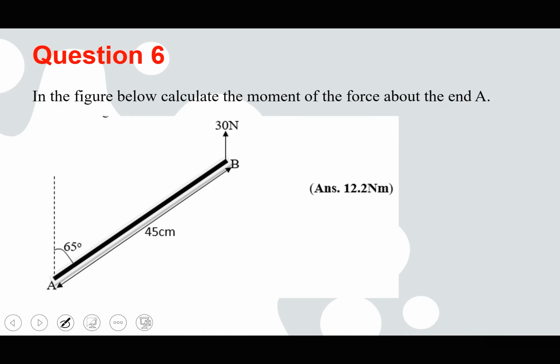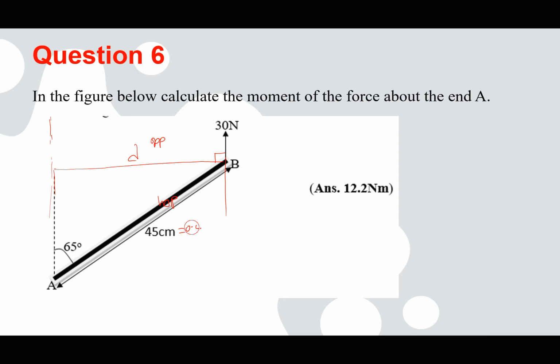In the figure below, calculate the moment of the force about the end A. I think we have done this as an example in lesson 2. So I will just remind you that you try to find the perpendicular distance. If I try to find the perpendicular distance from the pivot, I must draw a line which makes 90 degrees with the line of action of the force from the pivot. So this is the perpendicular distance, and it is opposite the angle 65, and this is the hypotenuse.